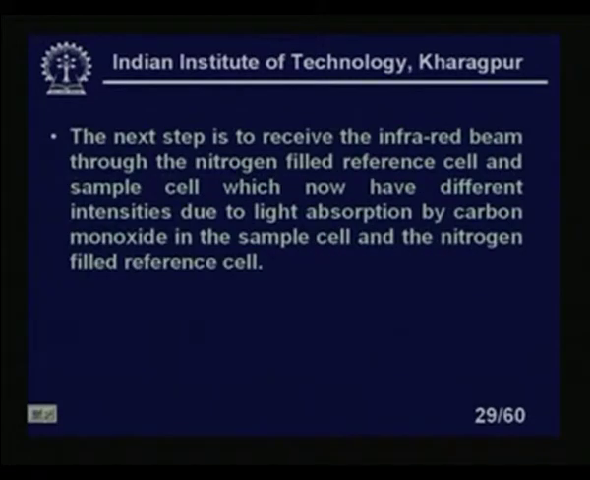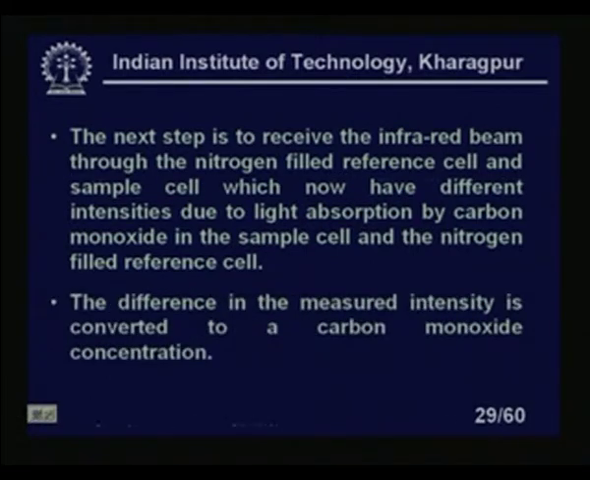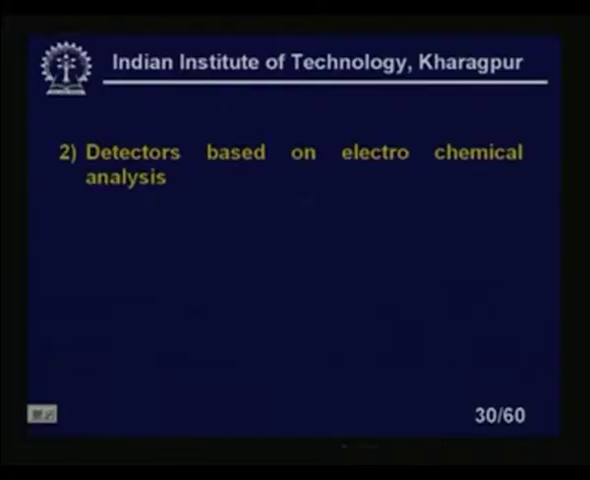The next step is to receive the infrared beams through the nitrogen-filled reference cell and the sample cell, which now have different intensities due to light absorption by carbon monoxide in the sample cell compared with the nitrogen-filled reference cell, right. The difference in the measured intensity is converted to a carbon monoxide concentration. So of these two, one is without carbon monoxide and the other with carbon monoxide, so we get a difference.